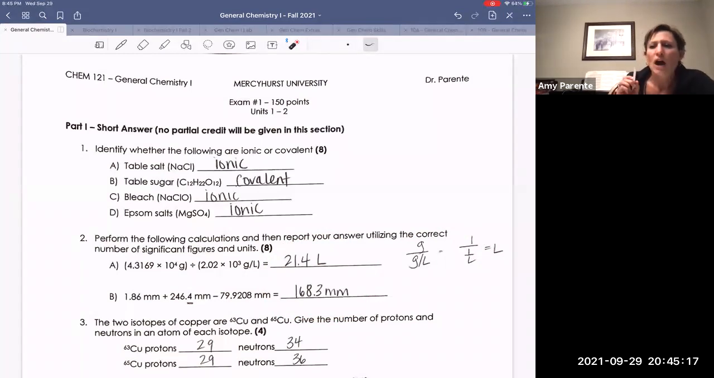Highlighting here, how you figure out significant figures is different whether you're doing multiplication and division, and then you look at your weakest link, if you will. It's whoever has the fewest significant figures. So in this case, it's 3.